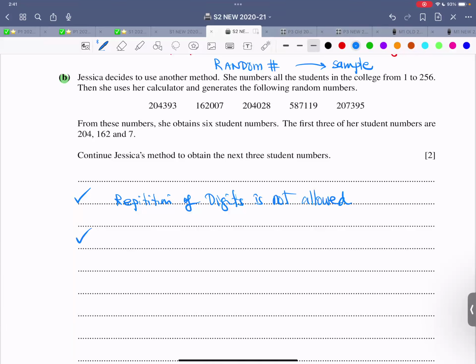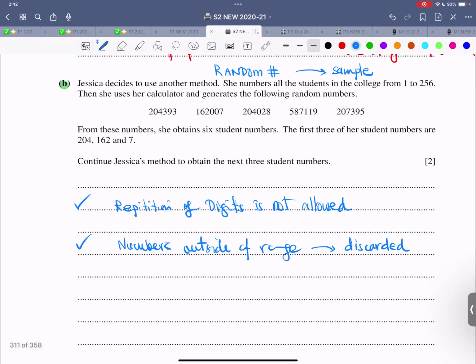And the second thing, numbers outside of range are excluded. A number outside of range is discarded. And then there is one more thing: the numbers are ranging from 1 to 256. So basically 001, 002, all the way till 256.